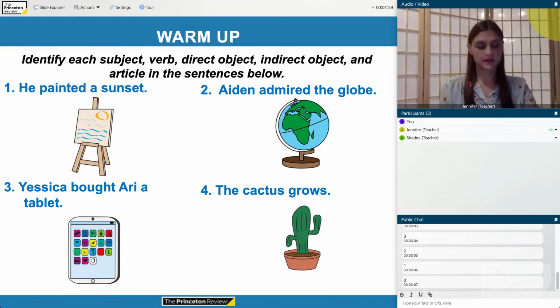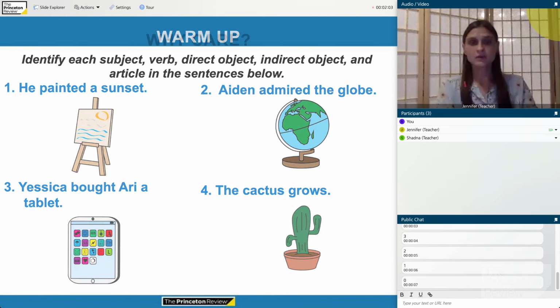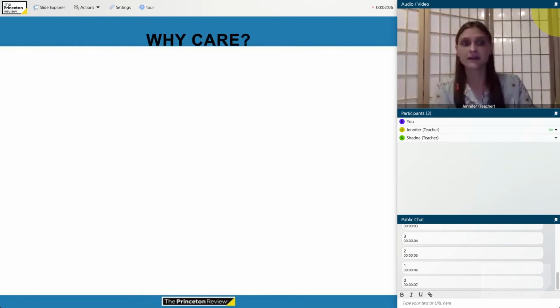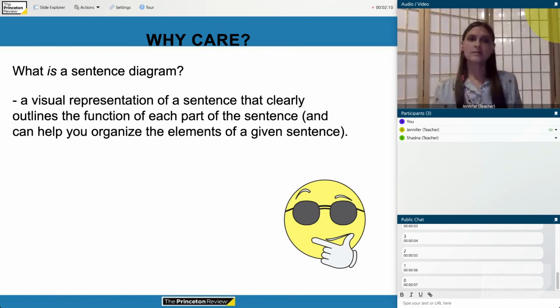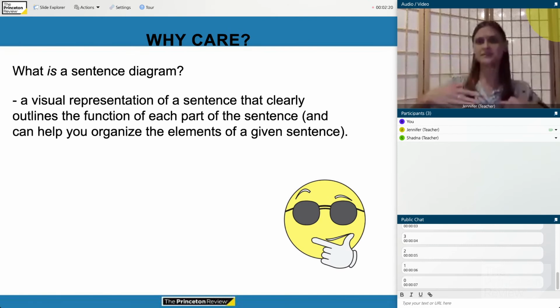And let's go ahead and move into the lesson for today. So you might be wondering, why should I even care? And what is a sentence diagram? Well, the sentence diagram, it's just a visual representation of the words in a sentence. You're going to see a bunch of horizontal and vertical lines and words on top of the lines and underneath of the lines and sideways and diagonally. And what these things do is they show us what part of speech each thing is or what it's doing in the sentence. And they're very helpful. And they can be very intimidating.